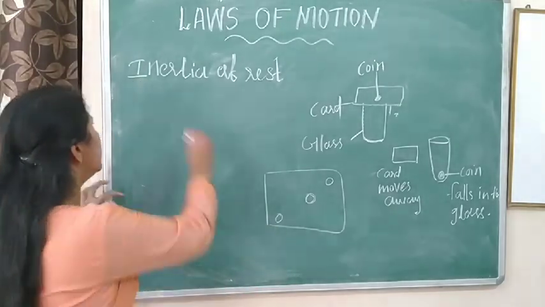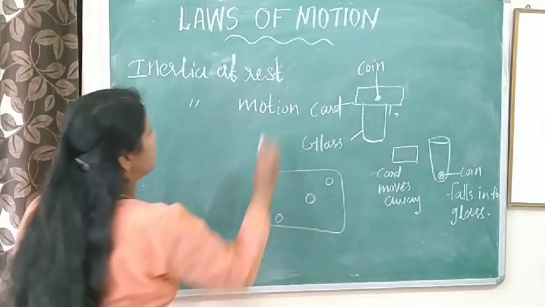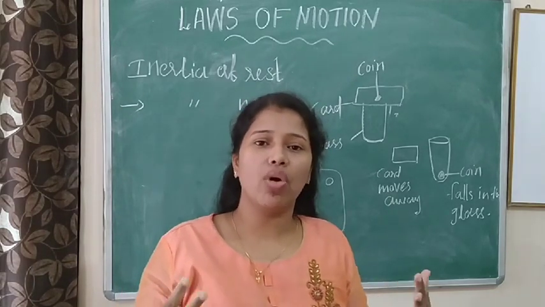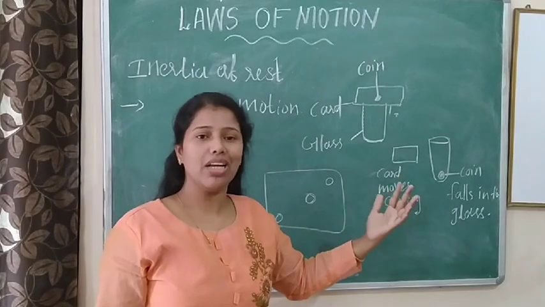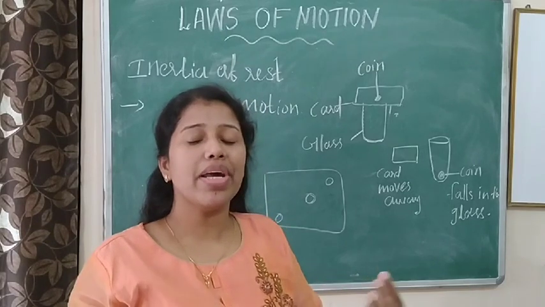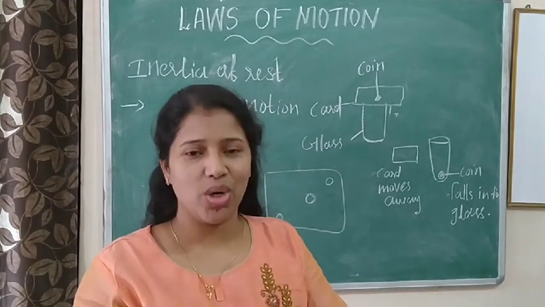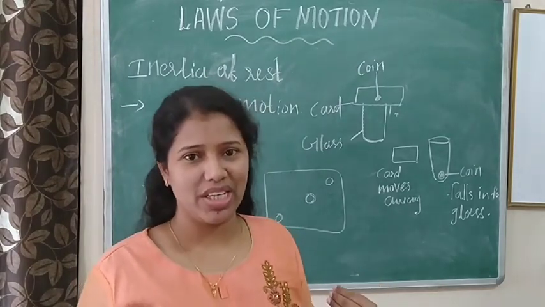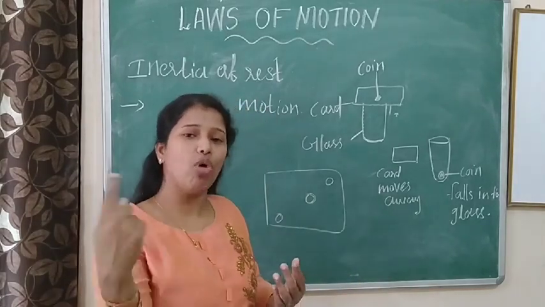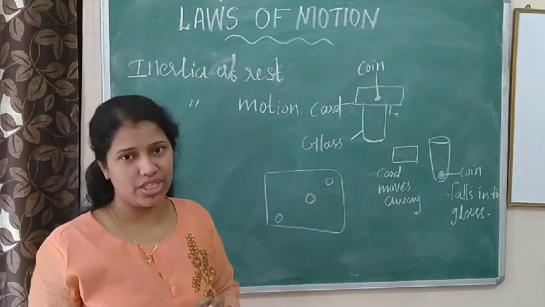The second one is inertia of motion. If you are going by bus or car, we are also moving. Then the driver applies the brake. What happens? We go forward due to inertia of motion. Then the fan: it is continuously rotating. When we switch off the fan, what happens? After a few minutes it rotates again and then stops. That is inertia of motion.